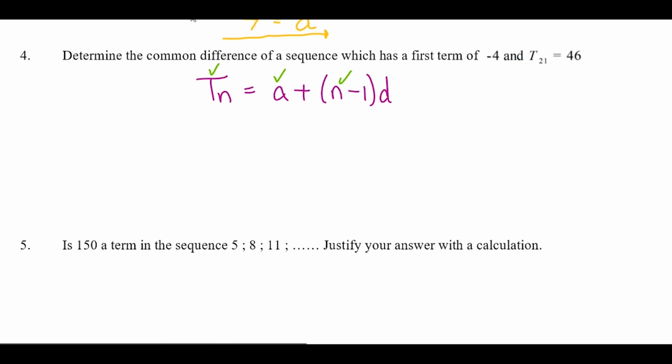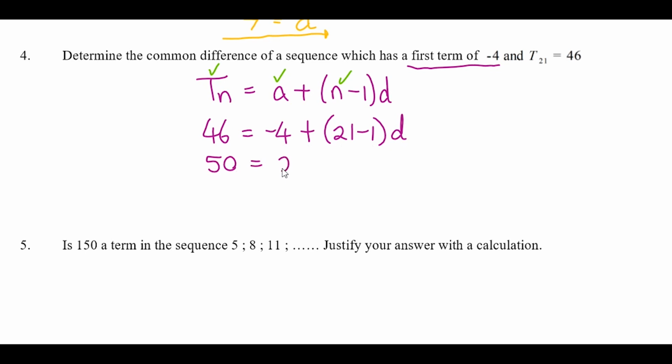So there's only one variable that I'm still looking for, and that is d. We're going to write 46 as our nth term. a we know is minus 4, it tells us over here, plus, sorry, this is the 21st term, so it's going to be 21 minus 1 lots of d. Again, there's only one variable that I don't know here. I'm going to add 4 to both sides, giving me 50 equals 20d. And lastly, I'm going to divide both sides by 20, and I get 2.5 as my common difference.